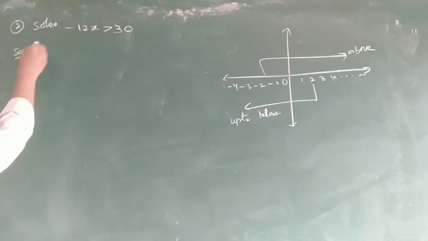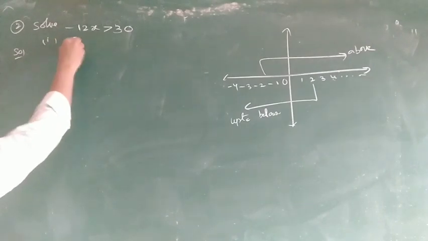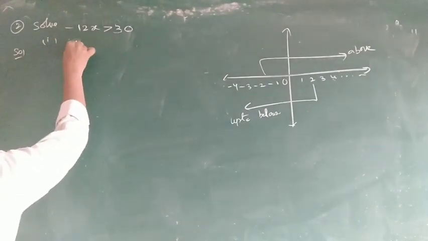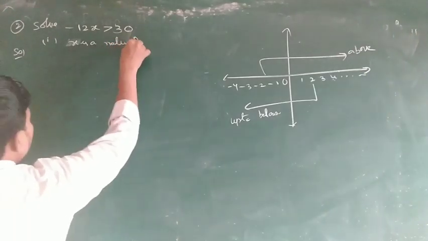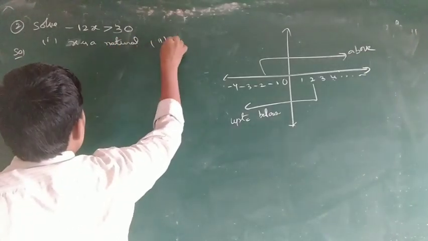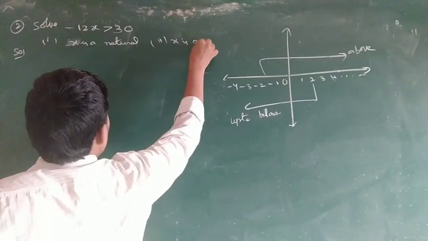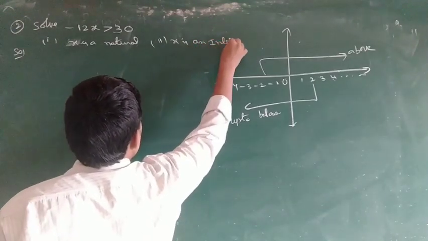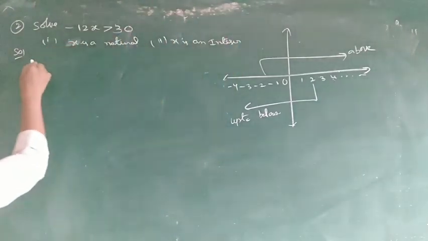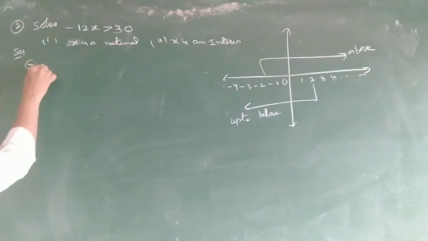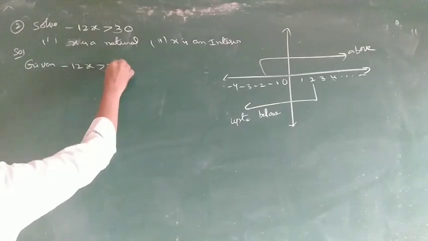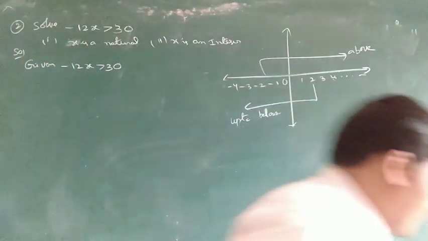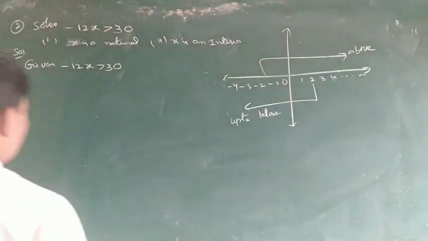So, the solution. First part: x is a natural number. Second part: x is an integer. Same as before. Given minus 12x greater than 30. Correct?